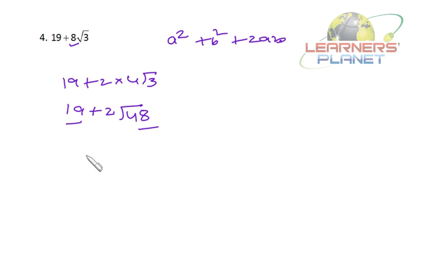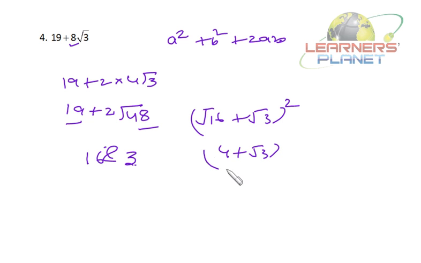So I just write here 16 and 3. That means it is root 16 plus root 3 whole square, or you can say 4 plus root 3 whole square. Okay friends, isn't it so simple? Let's do the next problem.